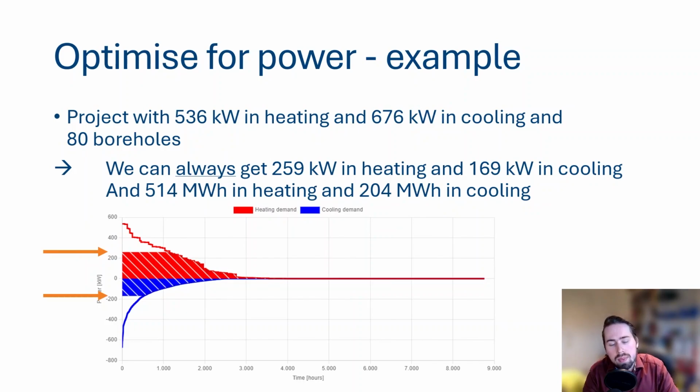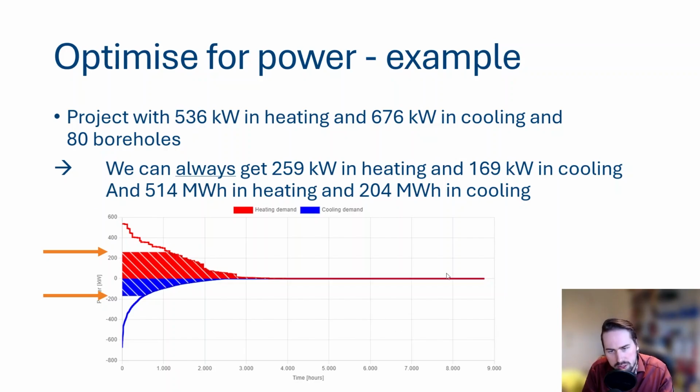So imagine you have a system with 536 kilowatts in heating and 670 kilowatts in cooling. And for one reason or another, we only have 80 boreholes. Perhaps it's for budget reasons. So if we run this optimization, we can end up with the figure below.